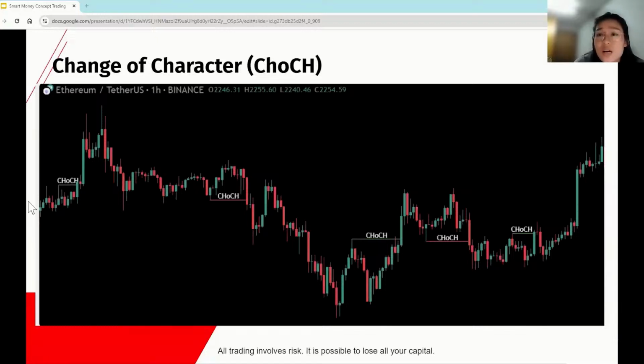Here you can see the first example, price breaks above this higher high. So we're expecting it to continue in an uptrend. Here we see a potential trend reversal in which there is a swing low here, price breaks below it, so we're expecting it to become a downtrend. So you can see why we use change of character with break of structure, but I'll show you here.